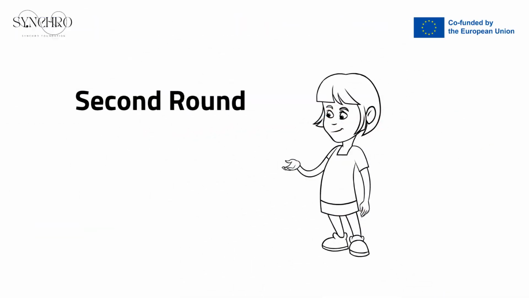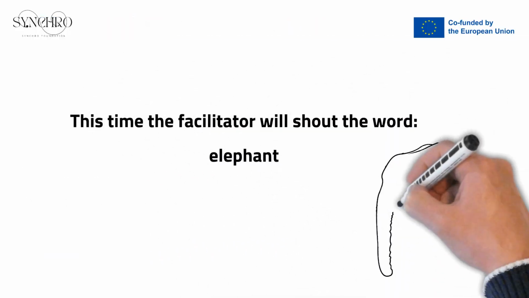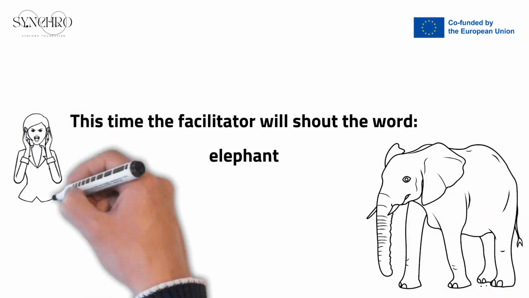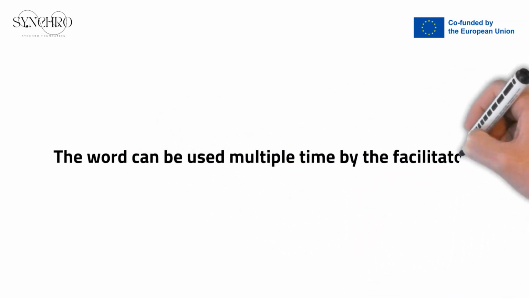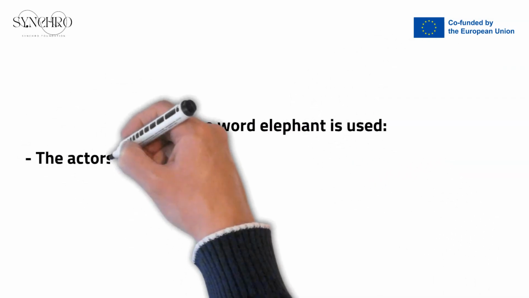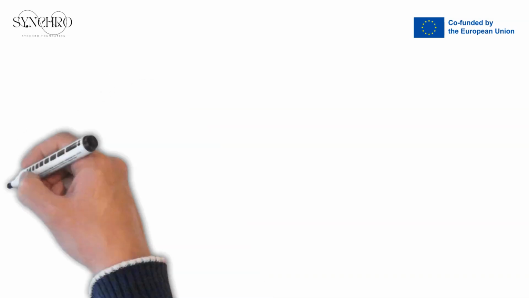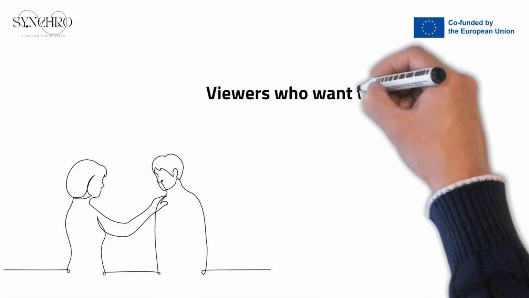Second round. The play is repeated just as before, except that the facilitator will say the word elephant at a certain critical moment in the play. The word elephant can be used more than once in the second round. At this word, the actors must stop, freeze, from what they were doing before. This is when people in the audience can come to intervene in the play.